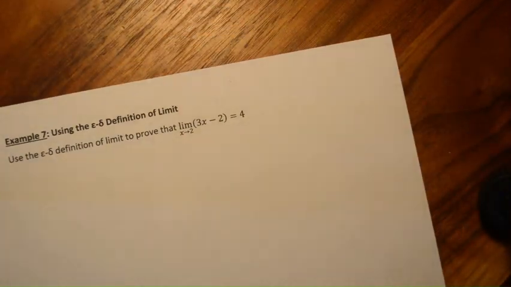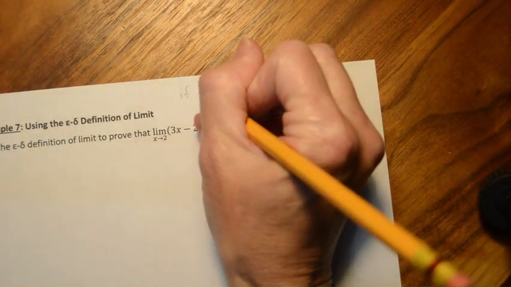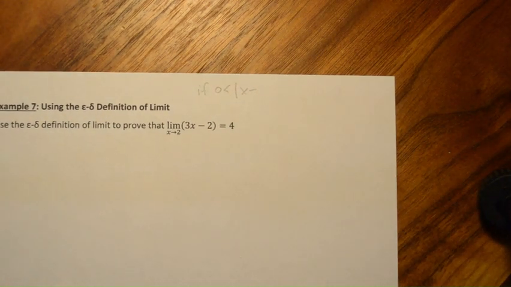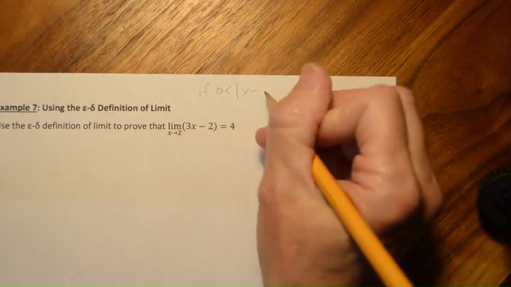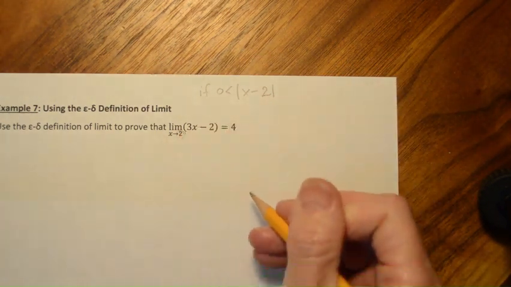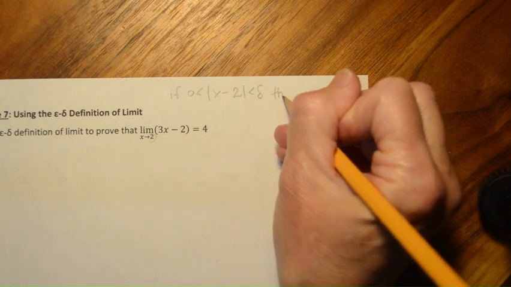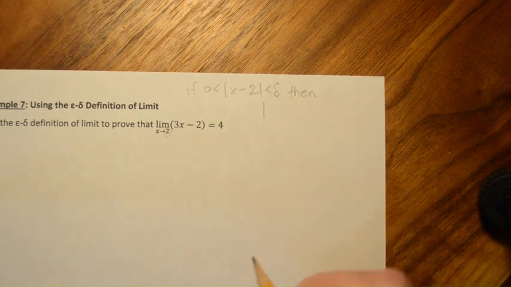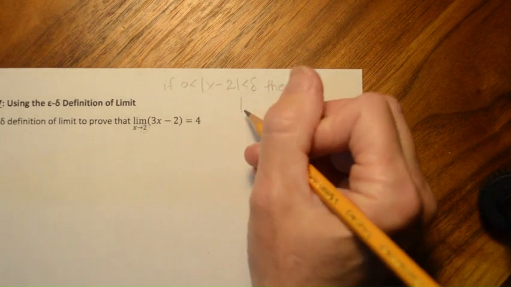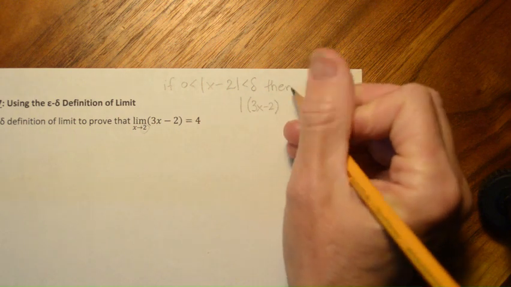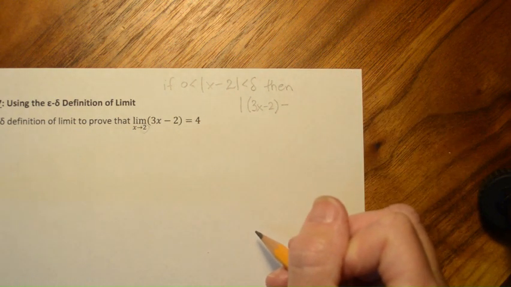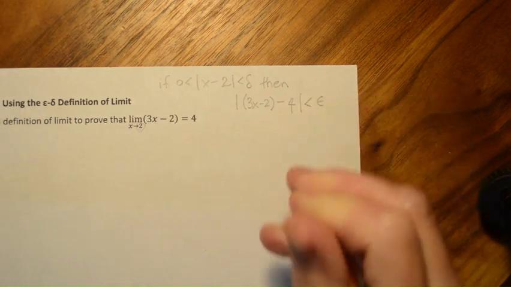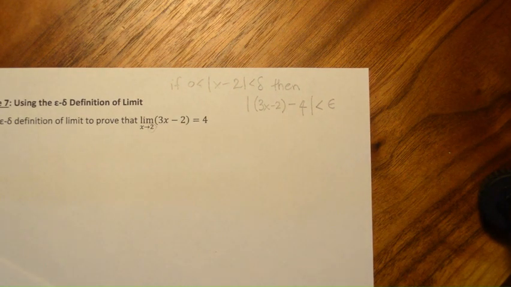Let me write these at the top right here for you. So it's saying if 0 is less than the absolute value of x minus c, what is c in this case? All right, hopefully you said 2. Again, c is that number right there, and it's less than delta. Then, the next part says that f of x, what's f of x in this case? Hopefully you said 3x minus 2, minus L, again, that's this, is less than epsilon.